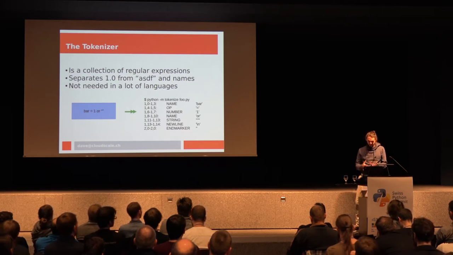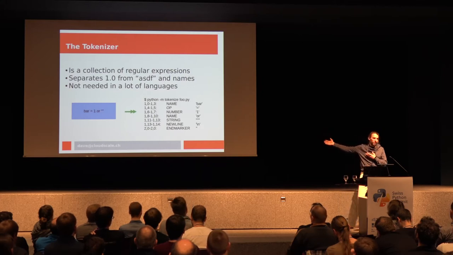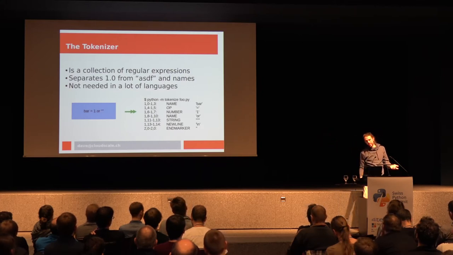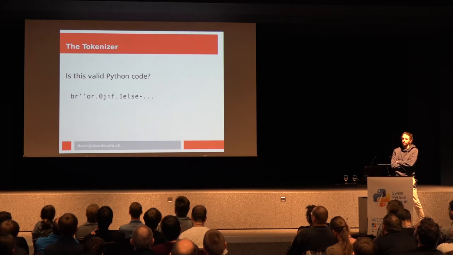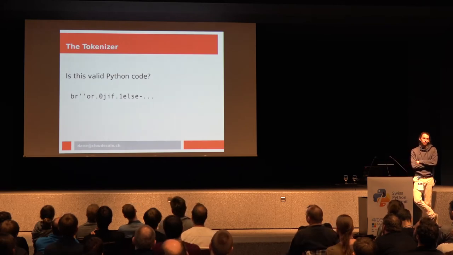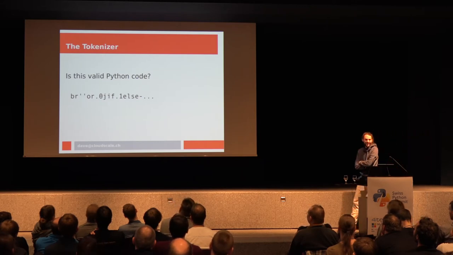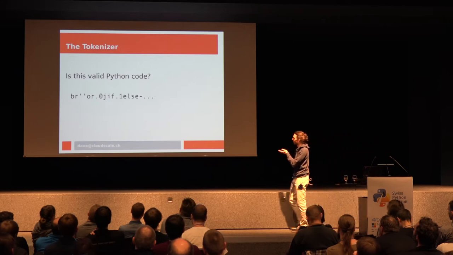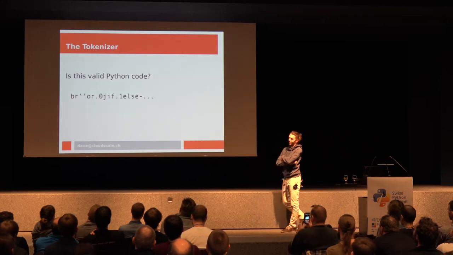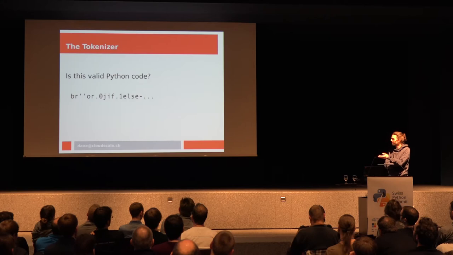But now the question is, you could write that stuff yourself. This is not hard, but how can you abuse that in Python code? Well, can somebody tell me if this is valid Python code? It doesn't have a space in it. So this is actually valid Python code. I don't know if somebody has ever seen the operator GIF, but it's not actually that.